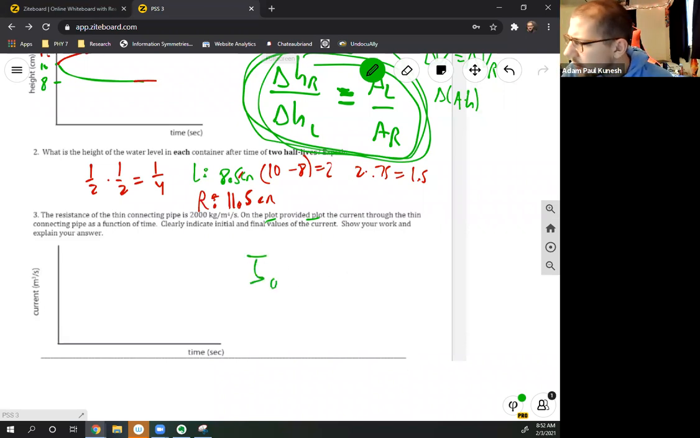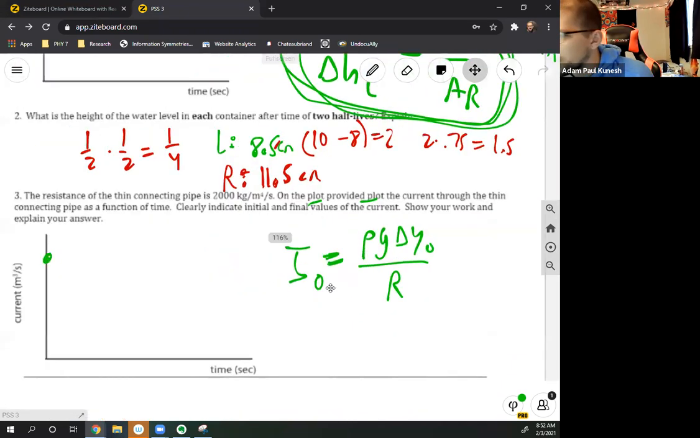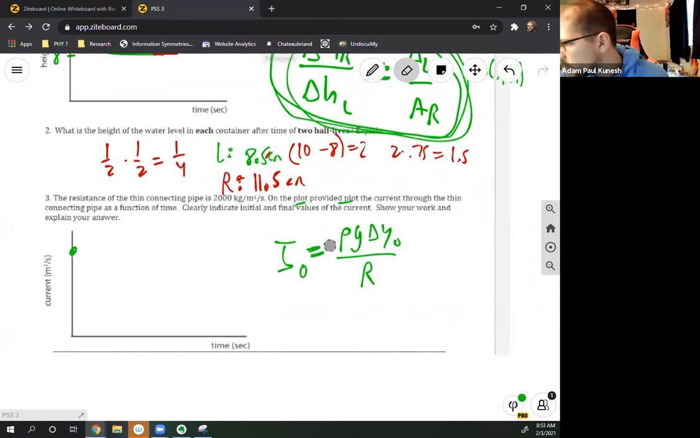I'm not going to rederive it, but the initial current in this 2 standpipe fluid system is rho g delta y initial, so the initial change in height, divided by the resistance. It's water, so it's going to be 1,000 times 10 times 4 centimeters, so 1,000 times 10 times 0.04 meters, divided by the resistance, which is 2,000.